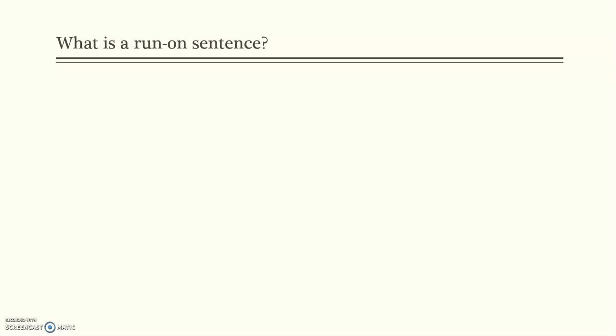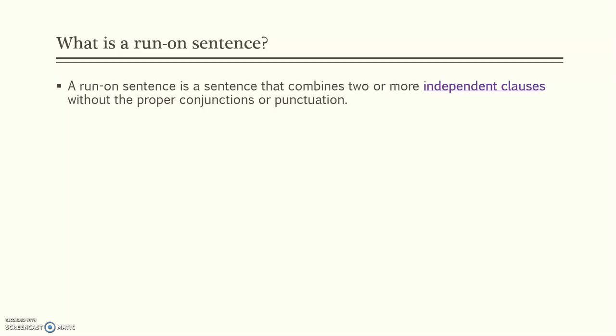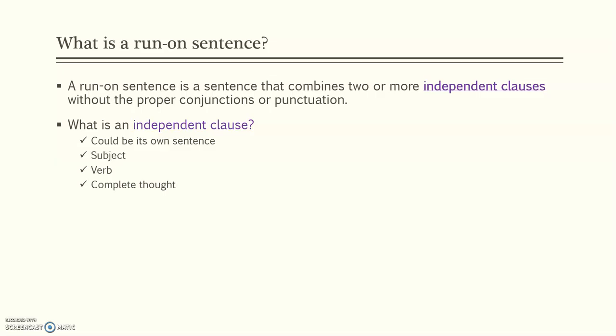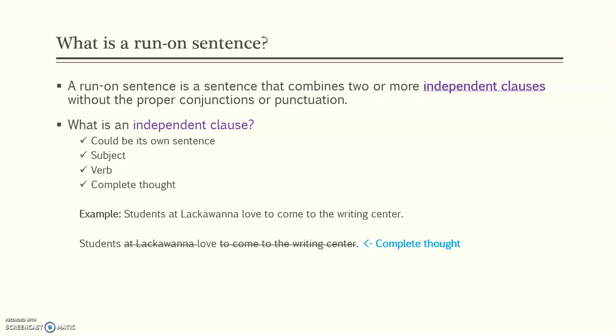So let's review first of all what a run-on sentence is, and that's a sentence that combines two or more independent clauses without the proper conjunctions or punctuation. An independent clause basically is its own sentence. So this has a subject, a verb, and most of all it is a complete thought. So here's an example. Students at Lackawanna love to come to the Writing Center.